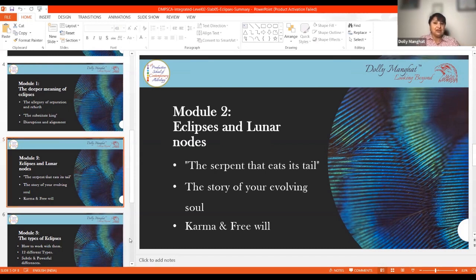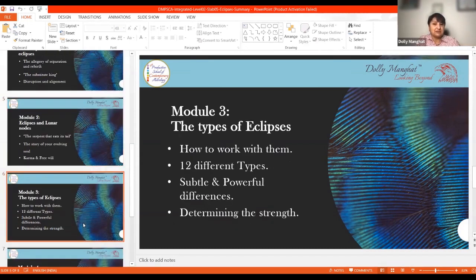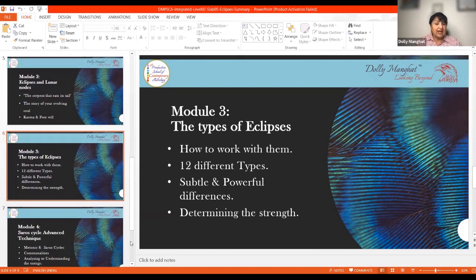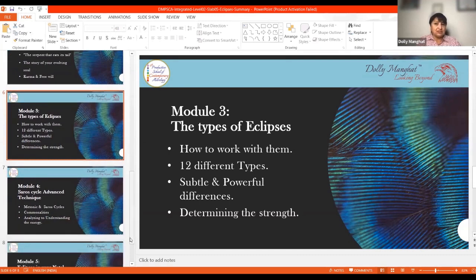In module 3, the types of eclipses and how to work with them. The 12 different types of eclipses and their meaning, the subtle but powerful difference between solar eclipses and lunar eclipses, north node and south node eclipses, and how to determine the strength of an eclipse. This is what I would be teaching you.